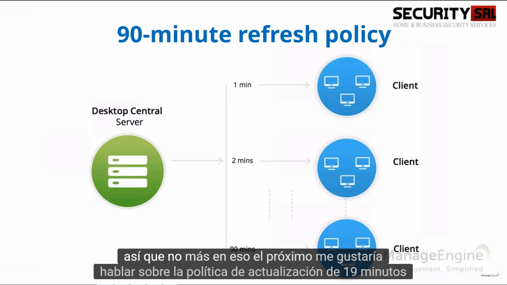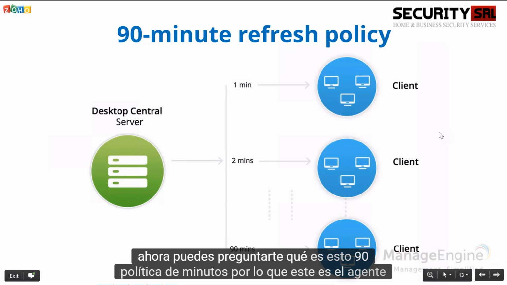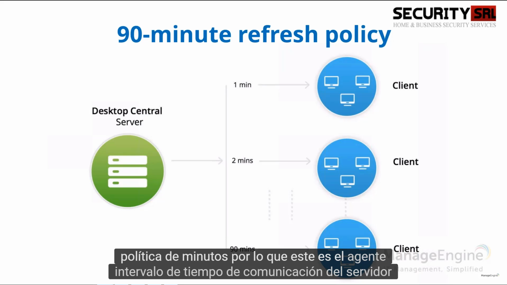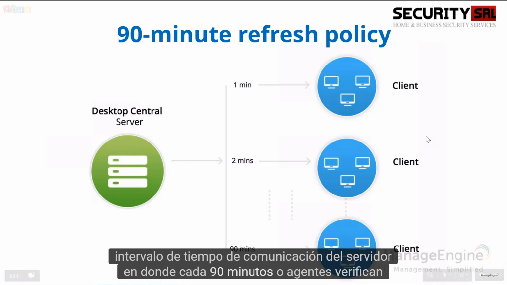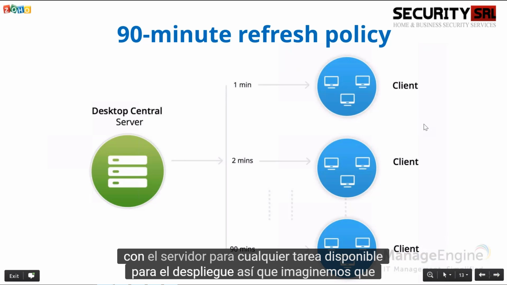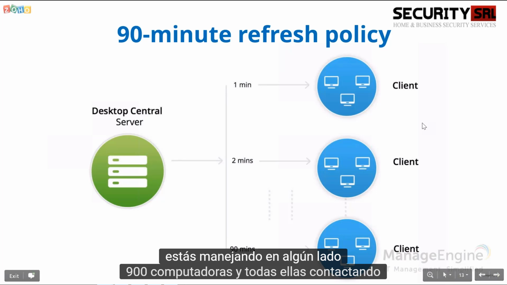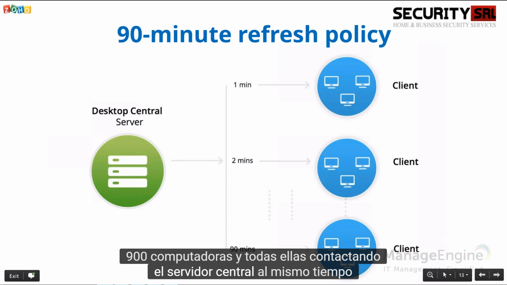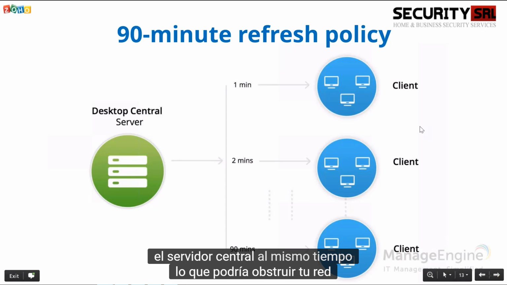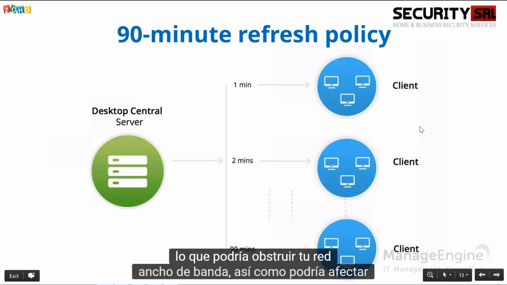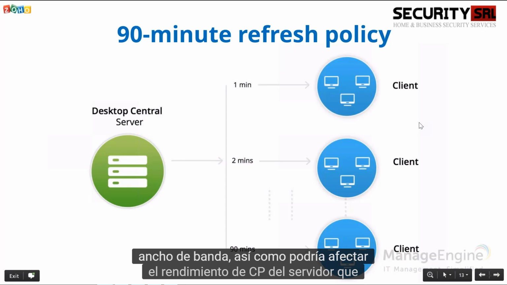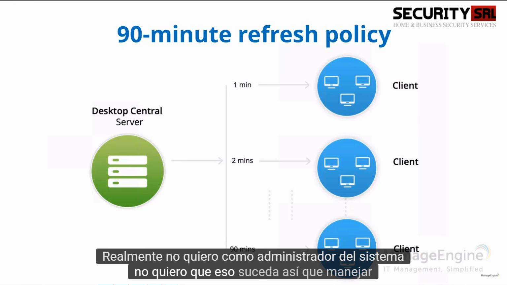The next thing I'd like to talk about is the 90-minute refresh policy. Now you might wonder, what is this 90 minutes policy? This is the agent-server communication time interval wherein every 90 minutes our agent checks with the server for any task available for deployment. Let's imagine that you're managing somewhere around 900 computers and all of them contact the central server at the same time, which might choke up your network bandwidth as well as impact your server CPU performance, which you don't really want. As a system admin, you don't want that to happen.